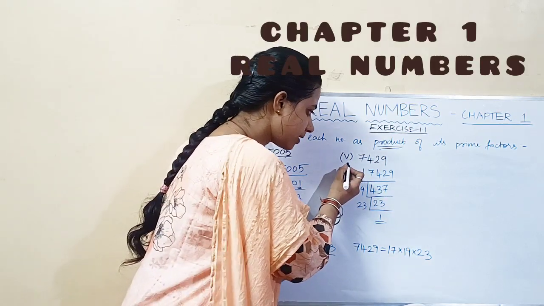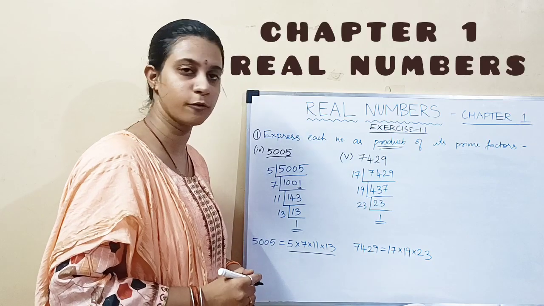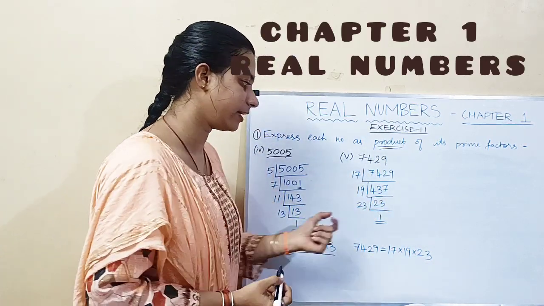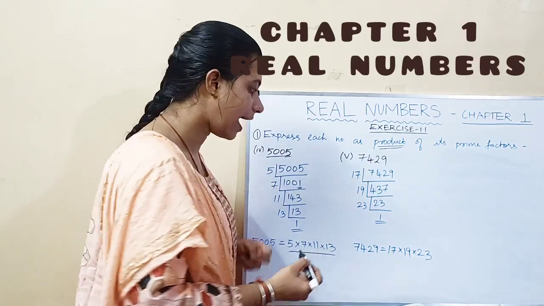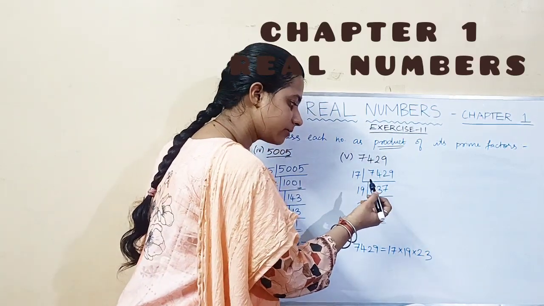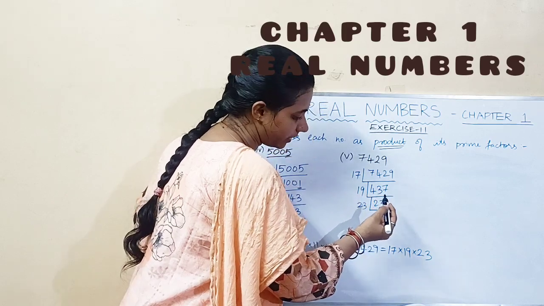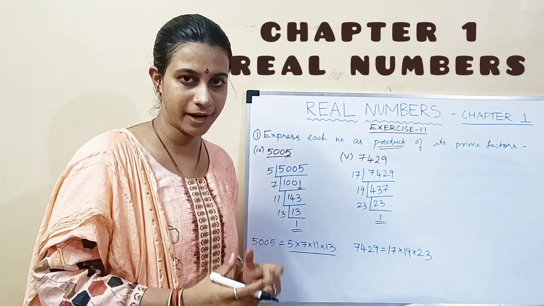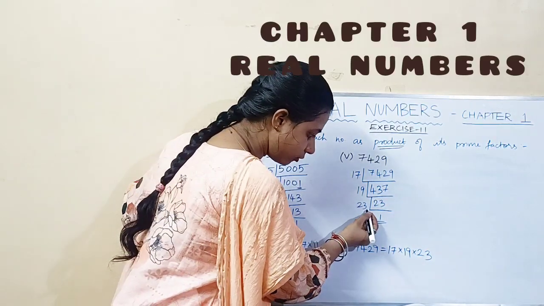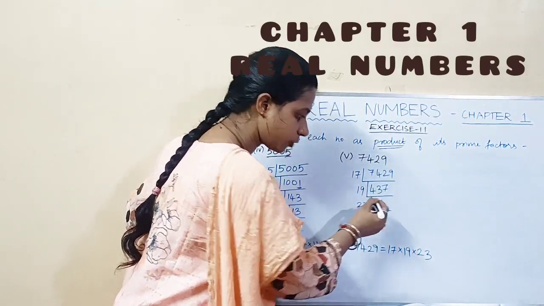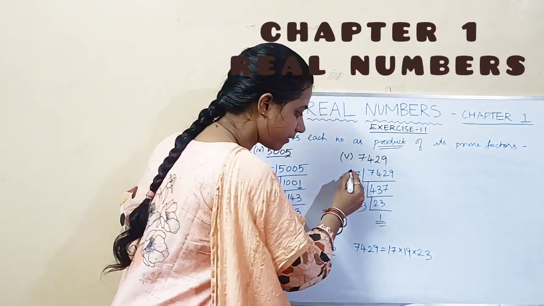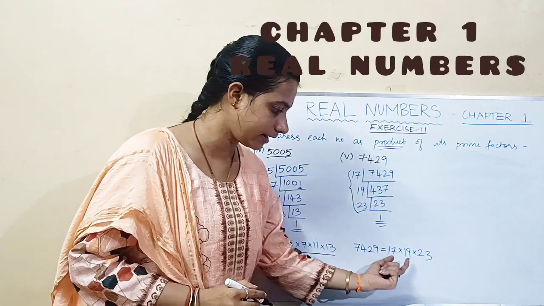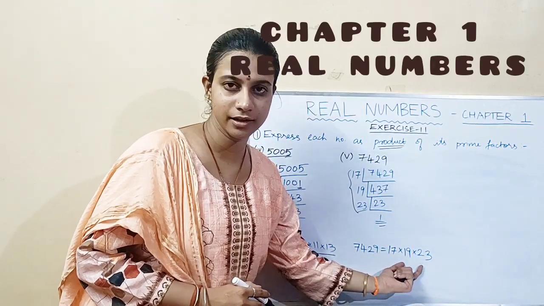Now coming to the fifth subdivision, the number given is 7429. We divide it by 17 and we get 437, and 437 is divisible by 19. So we get 19 into 23 equals 437, and 23 is a prime number itself. So we conclude with 23 into 1, 23. Here also none of the prime factors are repeated. So we directly write 7429 equals 17 into 19 into 23.